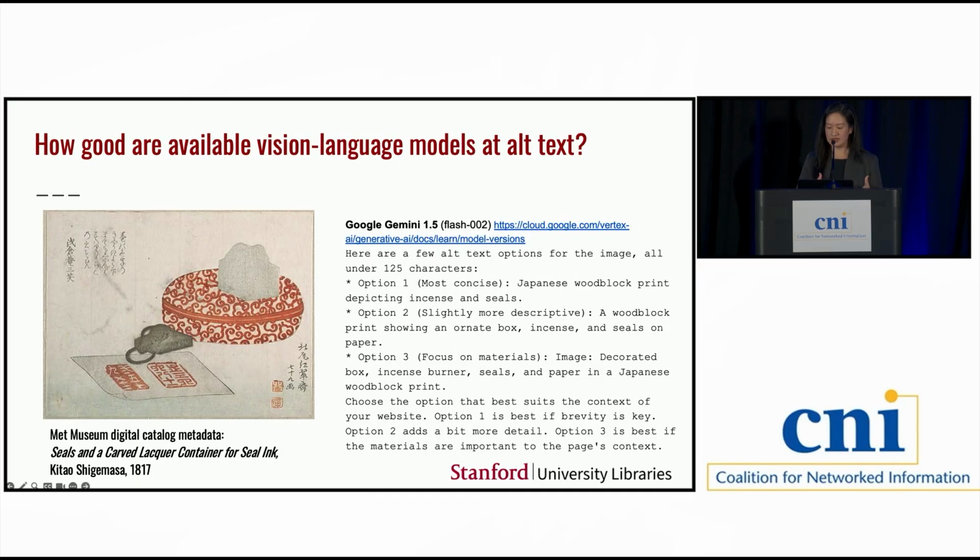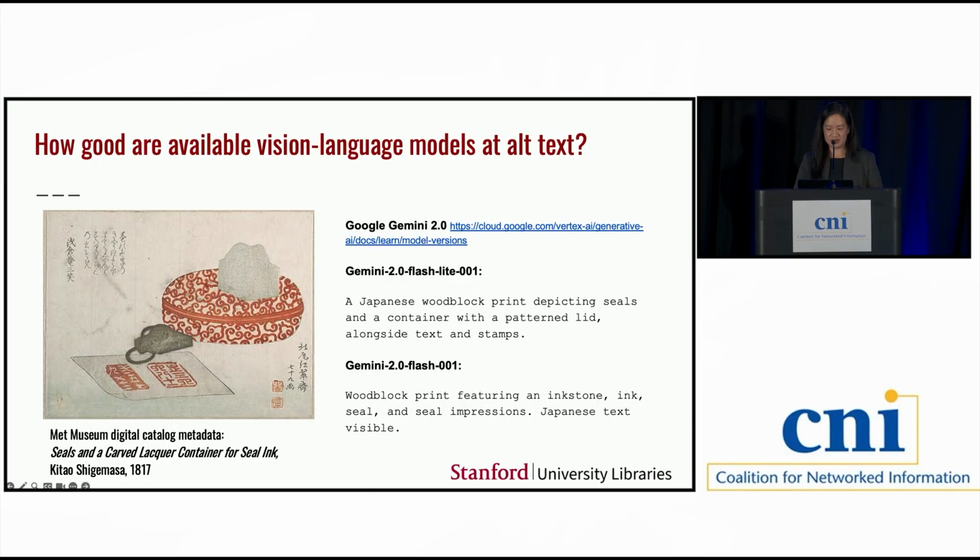And these two cases that I'll mention last illustrate what appears to be pretty rapid progress in the development of cloud-based closed models, in this case specifically Google's Gemini family. So the Gemini 1.5 response is falsely identifying incense or an incense burner in the print, but the responses are otherwise accurate and they're under the character limit. So it's following our prompt. Like Florence 2, it's giving us three options. Option 1, most concise. Option 2, slightly more descriptive. And 3, focus on materials, and then it's telling us which one it thinks we should choose, which is maybe a little bit too helpful, but also something that we could discourage by refining the prompt.